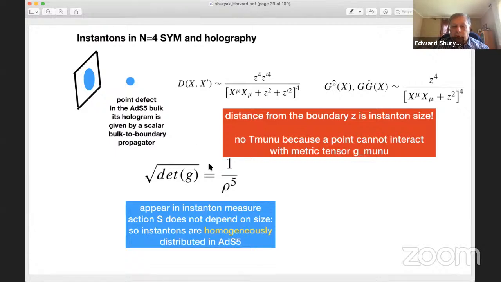The distribution, according to the AdS5 metric, has this volume element. And the instanton density has exactly this factor. In this theory, the action doesn't depend on rho, on size. So there's e to the minus S, but it doesn't depend on size. In other words, in pure N=4 theory, we have a homogeneous distribution of these points over the volume of AdS5. This is how the instanton ensemble looks in N=4, in holographic form.